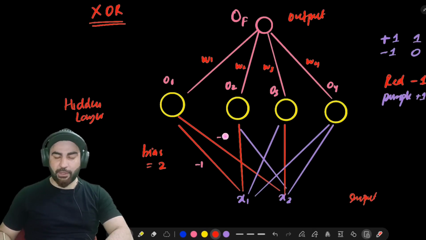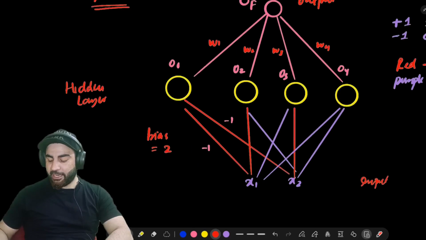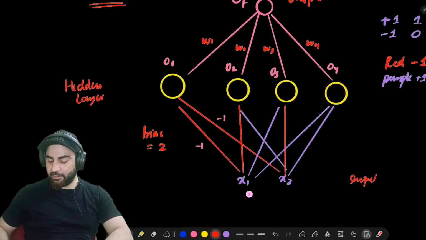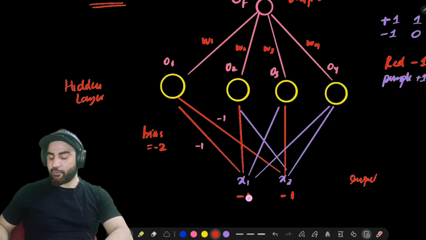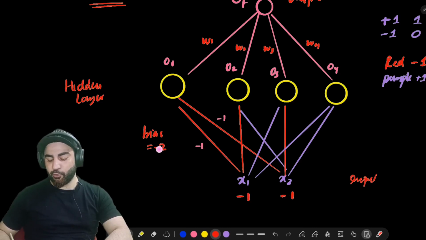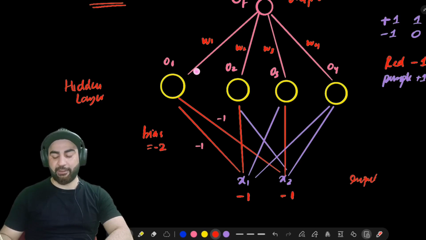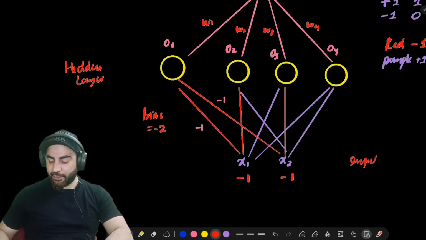So this is -1 plus this is also -1, because if you see, let's suppose we give input -1, -1. I think the bias should be -2. I was right. So -1, -1. Now these connections are -1, -1, so -1 times -1 is +1, +1. That means 2. 2 minus 2 is 0, so this will be activated. This will only be activated if the input is -1 and -1. So this neuron will get activated.